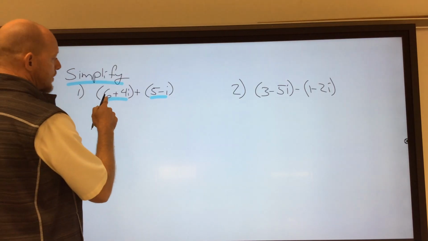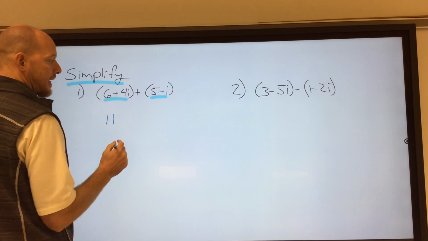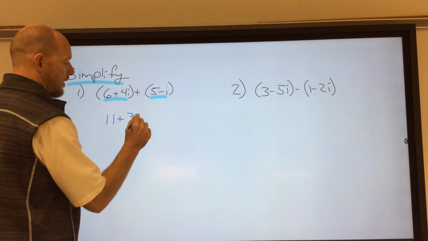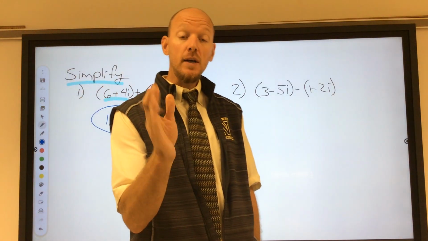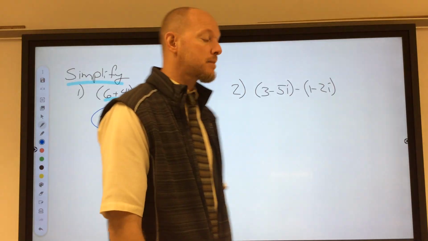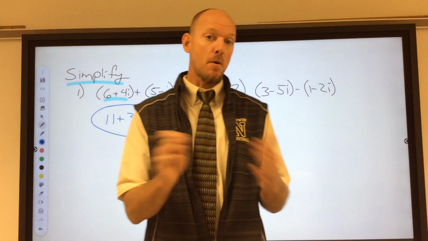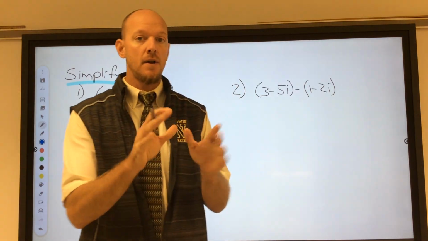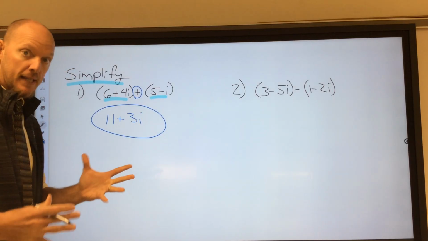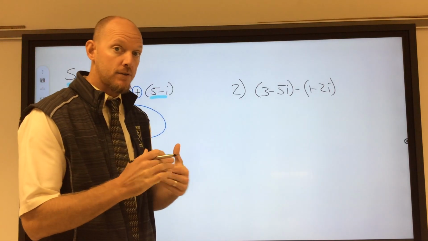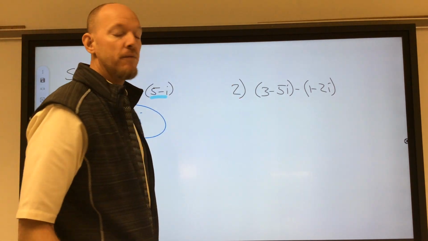So I see I have a 6 and a 5 gives me 11, a 4i and a negative i gives me a plus 3i. I just combine my like terms. Now, honestly, one mistake I see students make sometimes is that since they see parentheses, they want to go ahead and multiply those 2 expressions together. And since the operation in between here is addition, that's telling us why we're combining our like terms. We're not multiplying there.